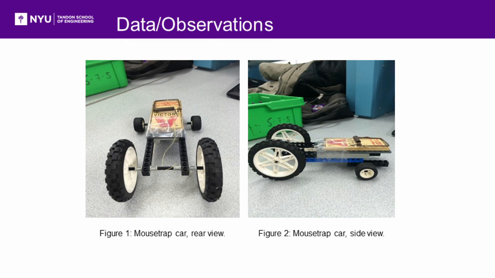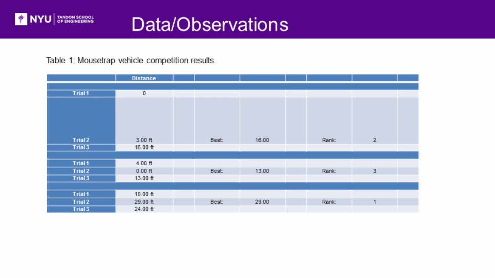So these would be examples of what I would expect the illustrations to look like. A picture of the car from two different views, labeled, telling you what the view is, with a period at the end of the caption, and then you can make reference to these anywhere else in the report, except, as I said, in your abstract. Now, here would be the table of the competition results for the mousetrap vehicle competition. Again, labeled Table 1: mousetrap vehicle competition results, period. And then they're listed here.